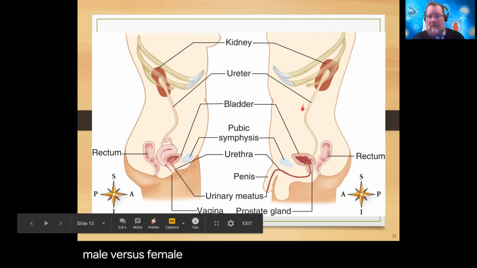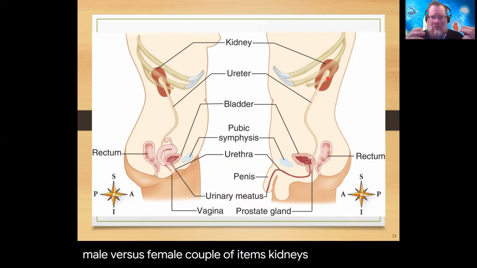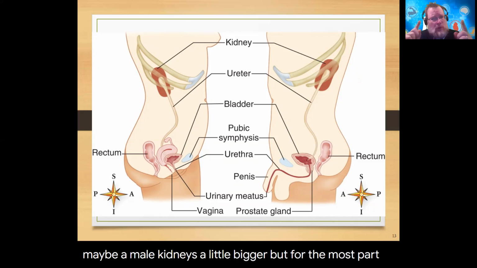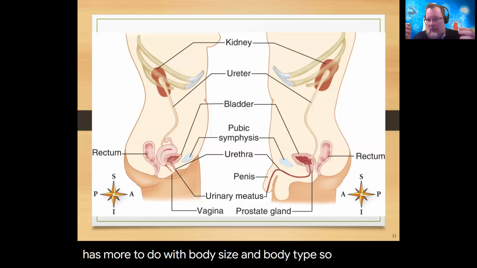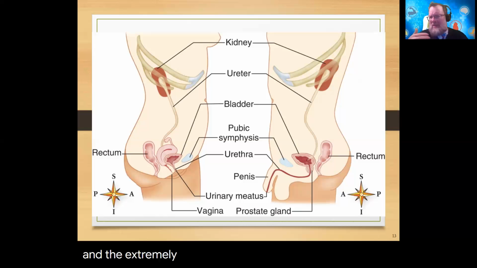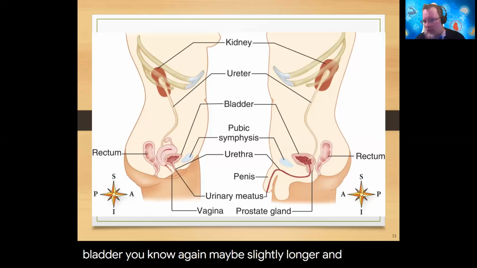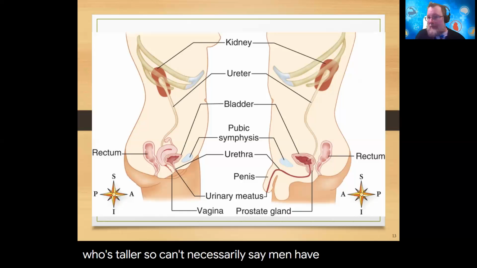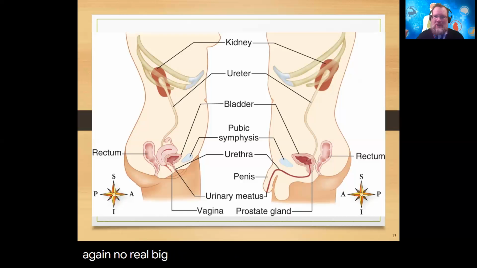So anyway, male versus female, a couple of items. The kidneys, maybe a male kidney's a little bigger, but for the most part, it has more to do with body size and body type. So with an extremely small man and an extremely large woman, the woman may have larger kidneys than the man. So it's difficult to say that men have bigger kidneys than women. That probably isn't necessarily the case all the way through. Generally, the kidneys are roughly the same size. The ureter that goes from the kidney to the bladder may be slightly longer in someone who's taller. So we can't necessarily say men have longer ureters than women. A very tall woman would probably have a longer ureter than a very short man. So again, no real big generalizations there.